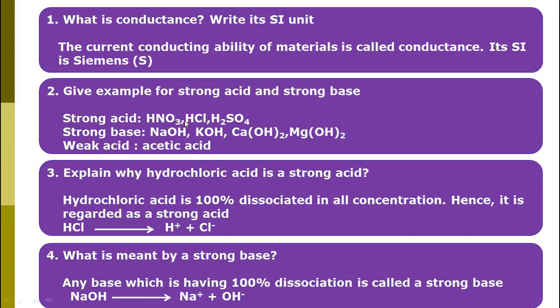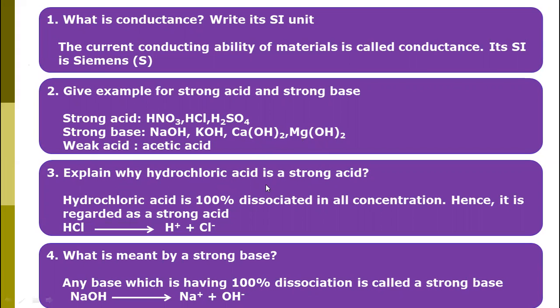So the examples for strong acid are nitric acid, HNO3, HCl, that is hydrochloric acid, then sulfuric acid, its formula H2SO4. Now let us see some examples of strong base like sodium hydroxide, it is NaOH, potassium hydroxide is KOH, calcium hydroxide, it's Ca(OH)2, magnesium hydroxide, it's Mg(OH)2. And the best example for weak acid is acetic acid and its formula is CH3COOH. Good.